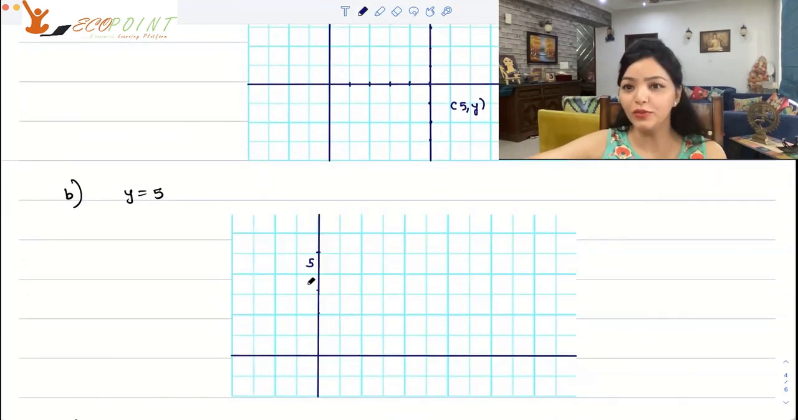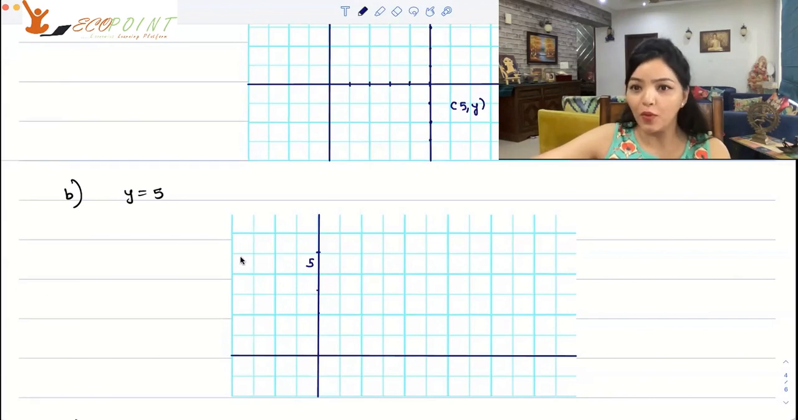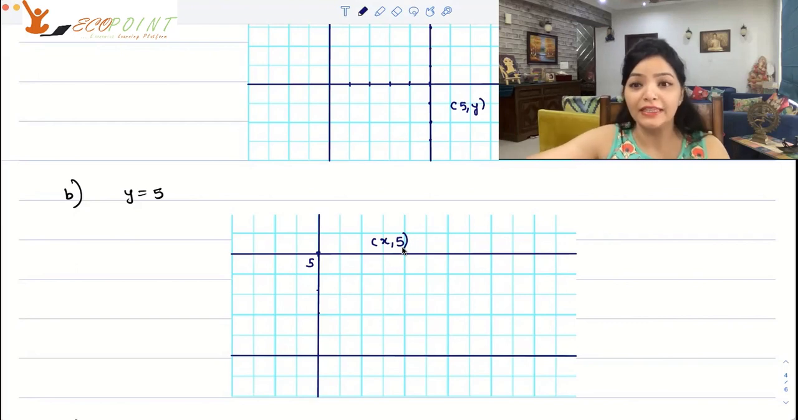Similarly, y equals 5 could also be represented on this Cartesian plane. This would mean that no matter what value x takes, y is always equal to 5. So it's going to be a horizontal line, because on this horizontal line, the value of y is fixed at 5. This means we are talking about a line representing what kind of ordered pairs? Where x could take any value, but y equals 5 is fixed. This horizontal line is depicting that fact.